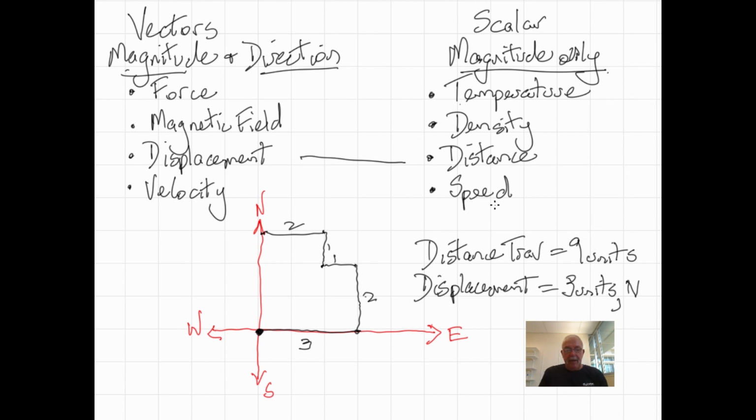We can talk a little bit later about the difference between speed and velocity as well. Okay, so just summing up then, vectors, magnitude and direction, 2 entities, a scalar, magnitude only.